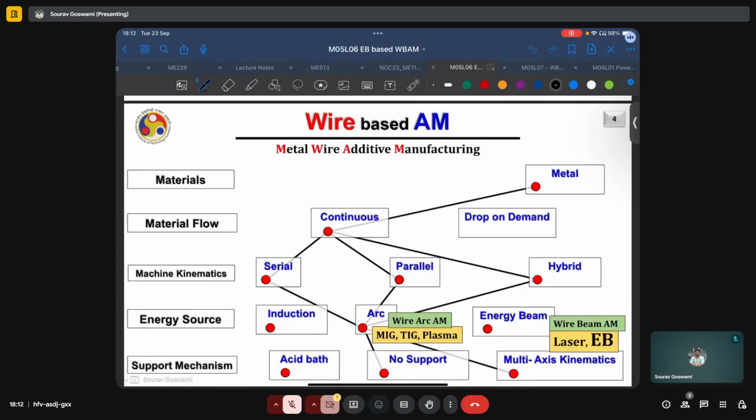The energy sources which you already studied are the arc based sources, which included MIG, TIG, and plasma based wire AM, and we also looked at laser. We'll be starting with the electron beam right now.